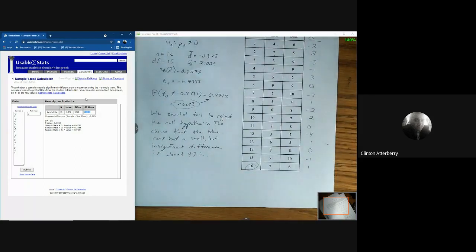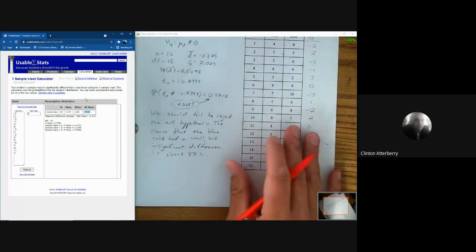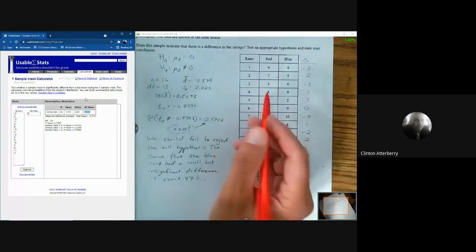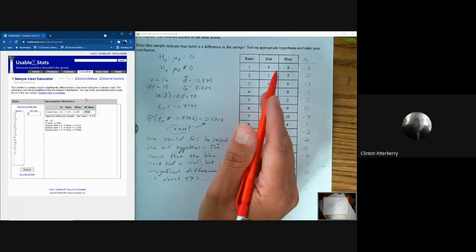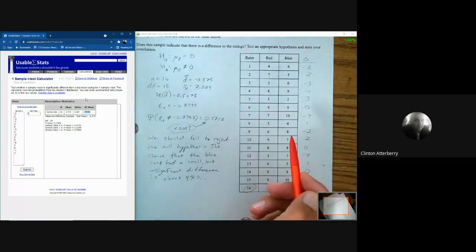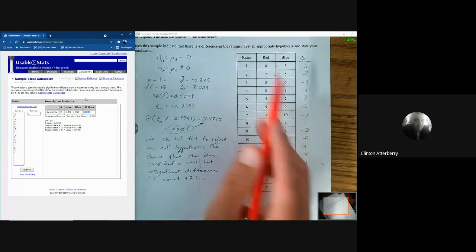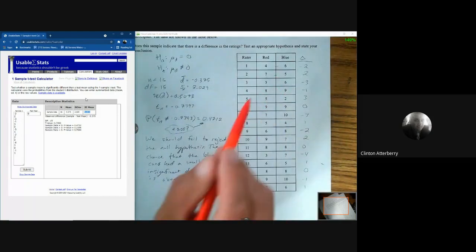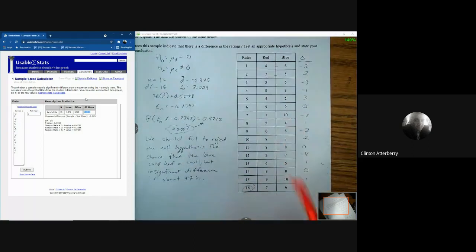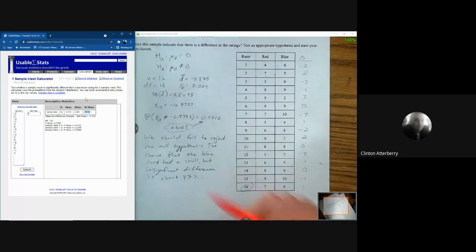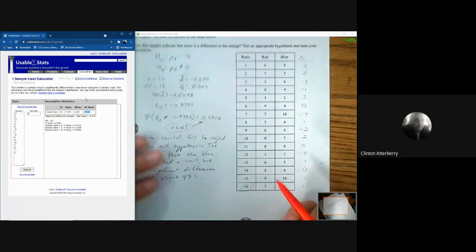Okay, that is a really big chance that the blue cans would have a small but insignificant difference. Okay, 0.3. That essentially means almost all of these numbers are the same, with the exception of, on average, the blue cans get a slight itty bitty lead. But it's so insignificant that we just don't have the evidence. Okay, so that's it. That's all we have to do.